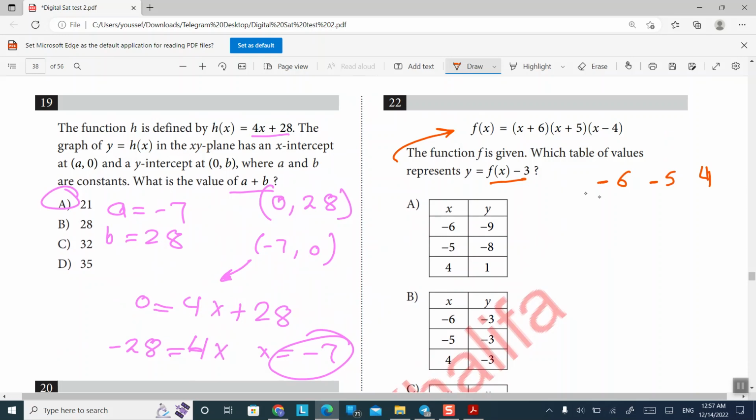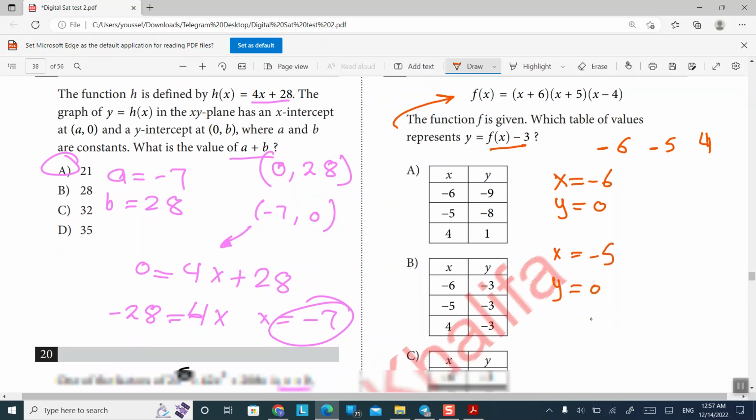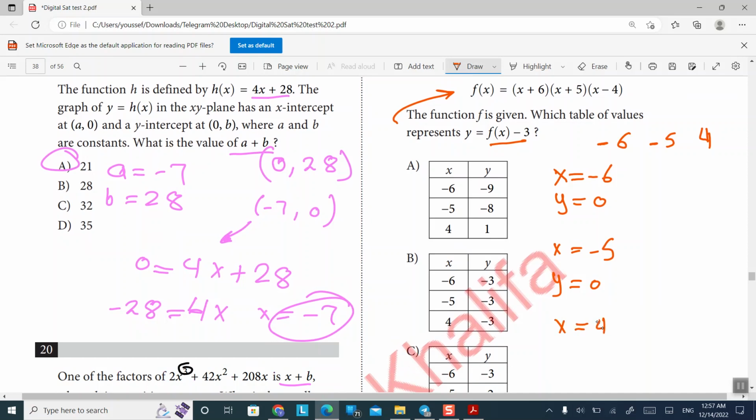So when x equals negative 6, y is equal to 0. When x is equal to negative 5, y is equal to 0. When x is equal to 4, y is equal to 0 as well. So just subtract 3 from each y: 0 minus 3, minus 3, minus 3. The only table of values that represents what we actually did is B.